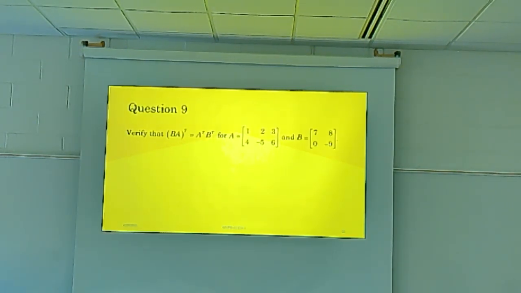What we're going to do is verify that 13th property. Notice I used the word verify. That is not the same as a proof. Right here, we're saying for these two particular matrices, the property is true. That doesn't necessarily mean it's true for all matrices. That's the difference between a verification and a proof.